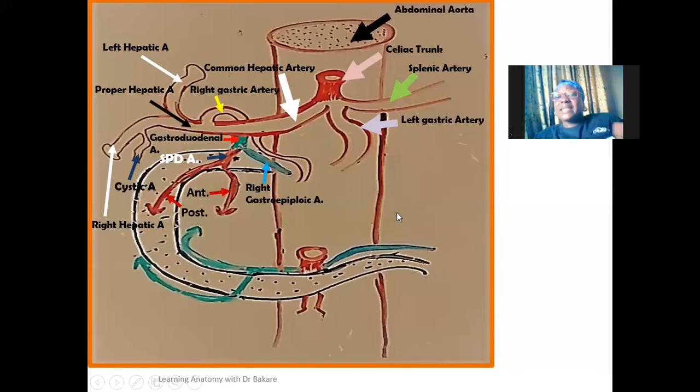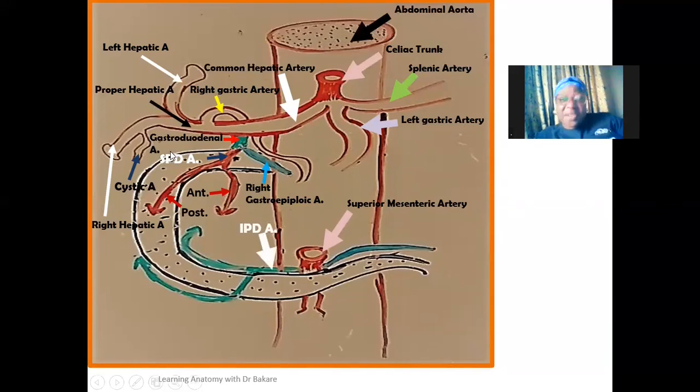So we have the emergence of the superior mesenteric artery also in the ventral or the anterior wall of the abdominal aorta. This big pipe is the abdominal aorta. Of course, we have the emergence of the celiac trunk up here. Inferior to that, we have the emergence of the superior mesenteric artery. From the superior mesenteric artery, we have the emergence of the inferior pancreaticoduodenal artery, and this is the inferior pancreaticoduodenal artery.